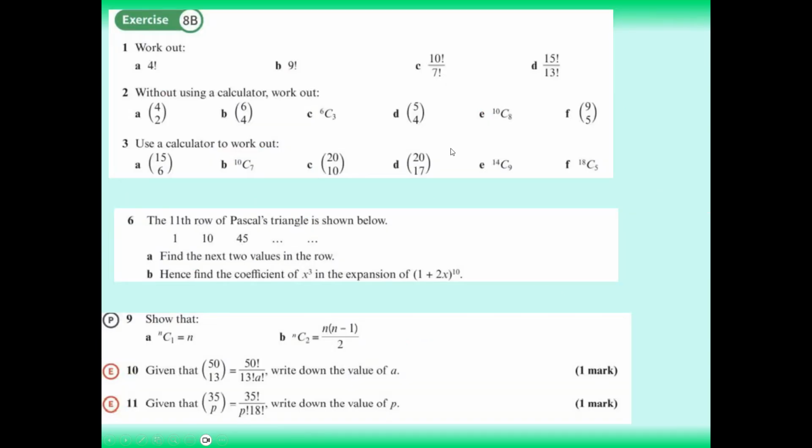So what you see in this exercise means that without the calculator you evaluate 6 choose 4. So you're gonna do what I just did on the last page, but without the calculator. Okay, without using a calculator. Now for question 3, you can use a calculator. All right, so good luck doing this exercise.